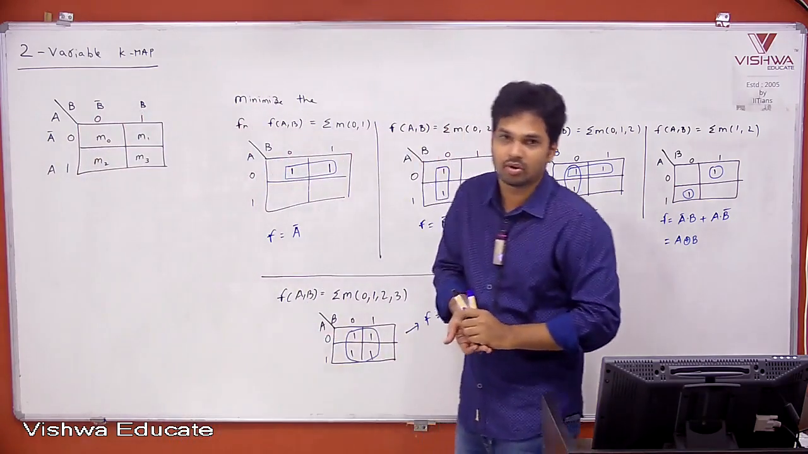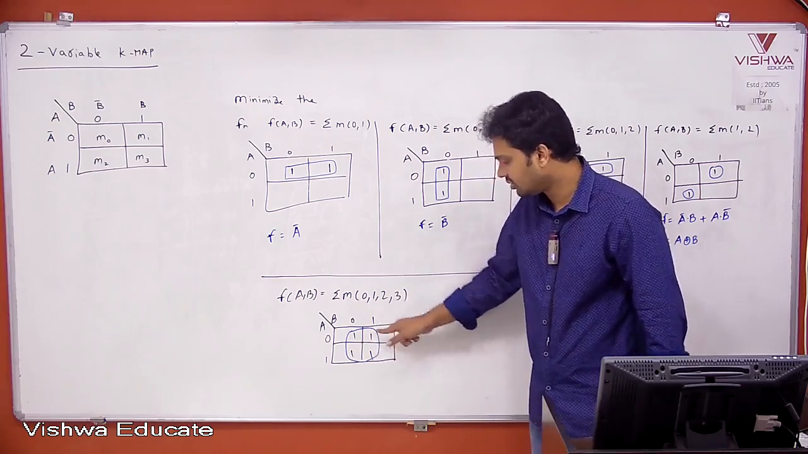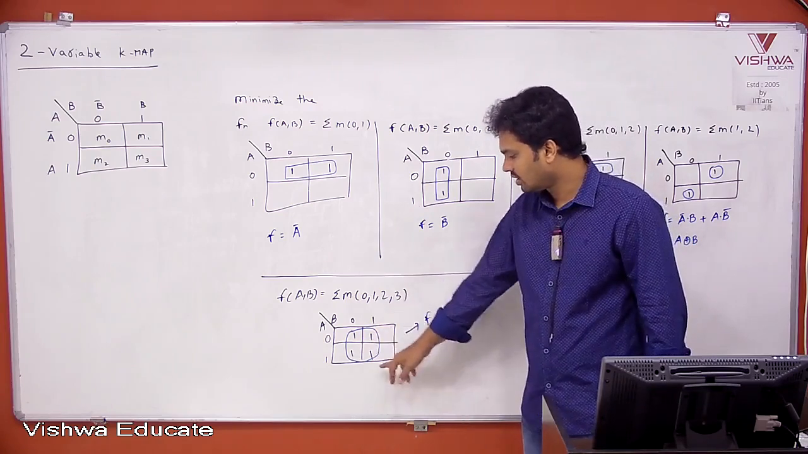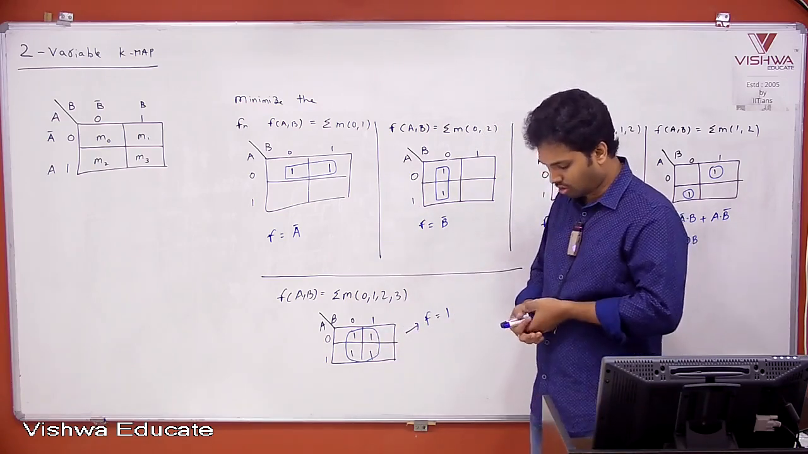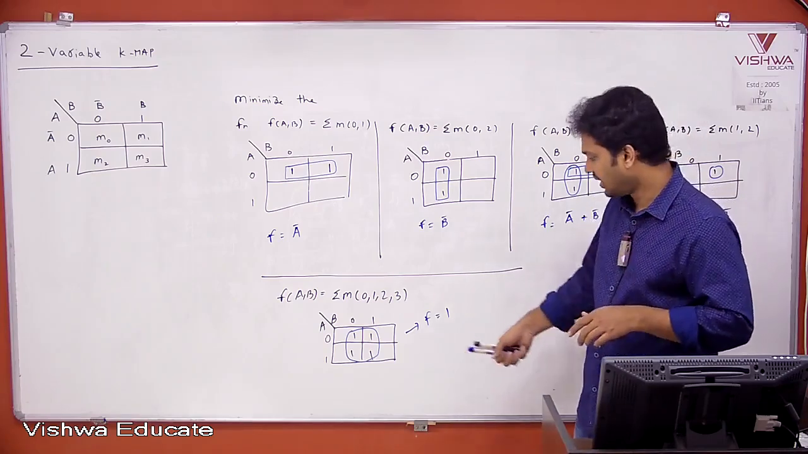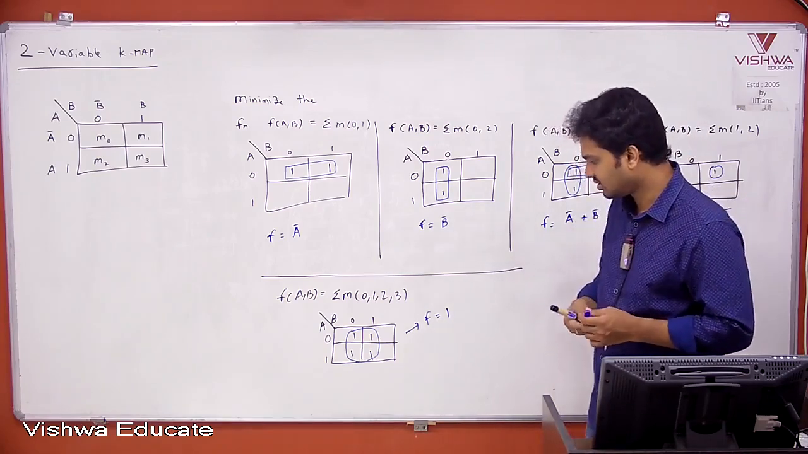Or we know one more condition also. Sum of all minterms always gives me 1 in the expression. So in this two variable case, this quad will give me what answer? 1. Now please understand what is the meaning of redundant. Suppose I got a quad, f equal to 1 is the answer.